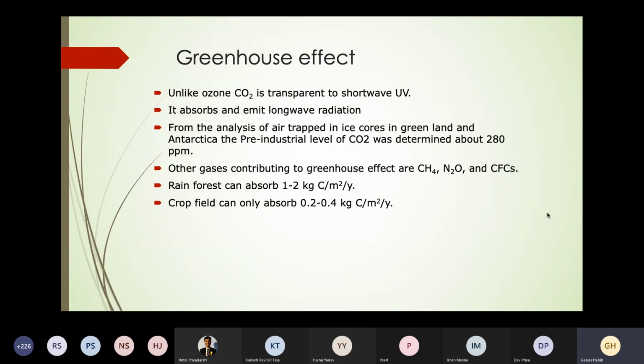One more thing, CO2 has a longer life than CH4 and others, right? We have seen the lifetime of different pollutants in the last class, and because it has a longer life, it can be transported from one continent to another, or over the globe. Crop field can only absorb 0.2 to 0.4 kg carbon per meter square per year. So forests are more efficient in absorbing carbon.